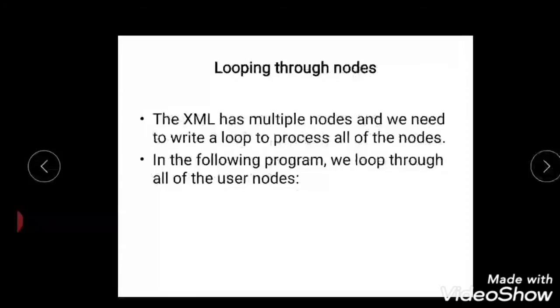As a result you will get a name, chunk, and attribute, yes. Okay, and next will be about looping through nodes. So this XML has multiple nodes. XML can process multiple nodes where we need to write a loop. So we can use a loop to process all the nodes in it.